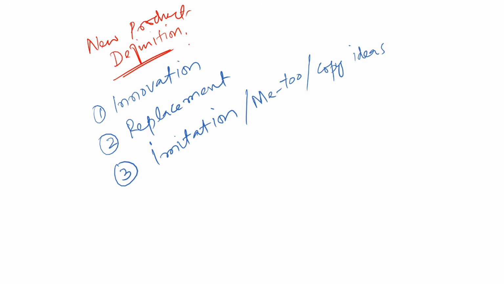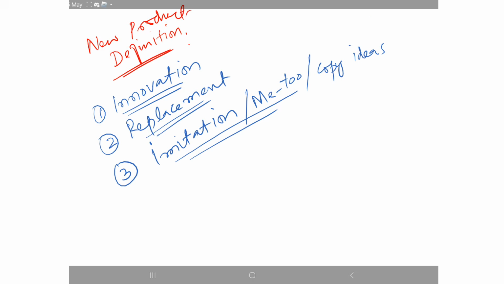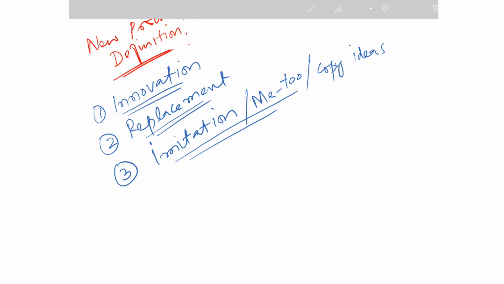Now the best form of new product that aligns with the definition is called innovation. That is the first one. Then we have replacement, and then we have imitation. Let's look at the first one, which is innovation.